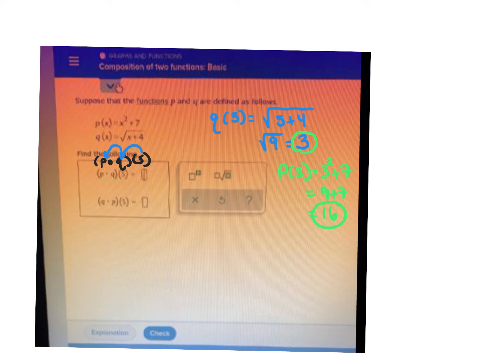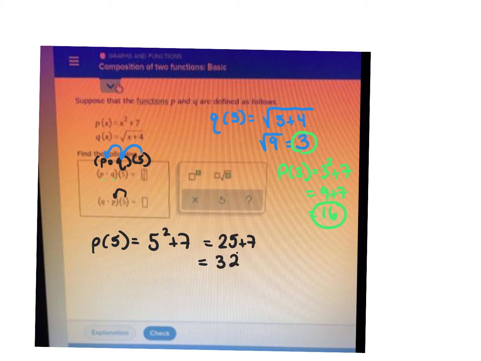So it's basically the same thing for the second one, except it's q composed with p of 5. So we'll put the 5 into p first. We'll do p of 5, which is 5 squared plus 7, which is 25 plus 7, which is going to be 32.